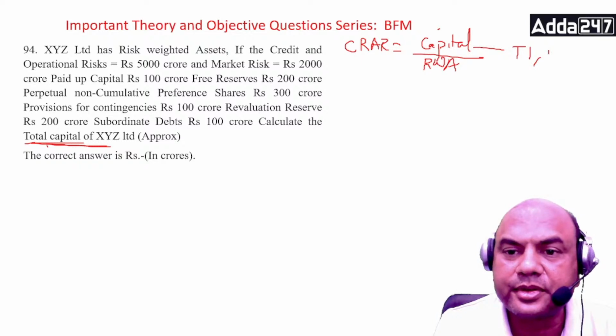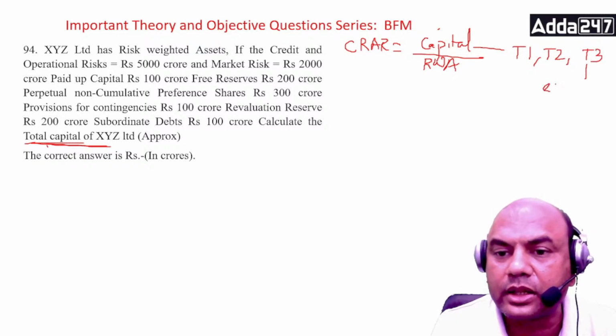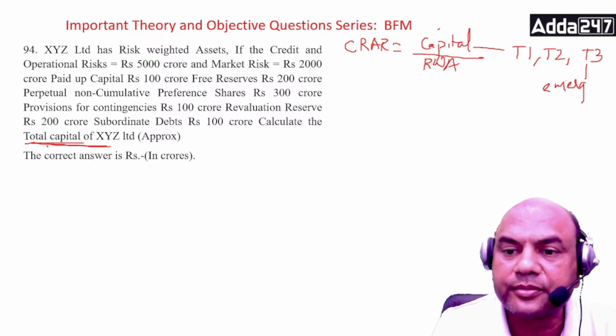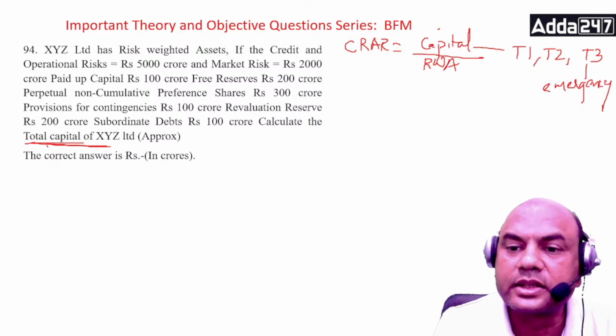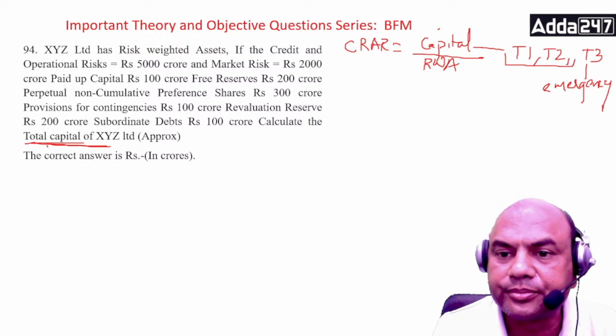It's of 3 types. T2. T3 is known as emergency capital. So we don't take that into calculations. T3 is the emergency capital. We don't take that in calculation. So only T1 and T2.